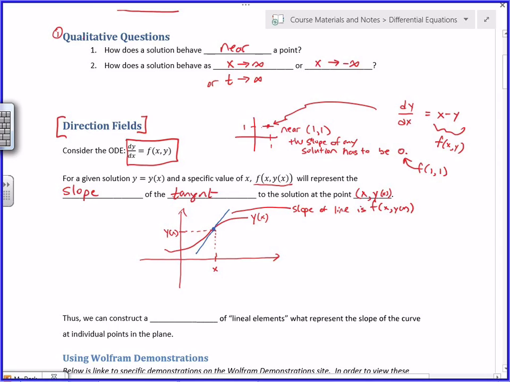Now what we're going to do again is decide on some grid of points on a given coordinate system, and we're going to plot those little lines at every single one of those points. These lines I'm going to refer to as the lineal element at that point. So we can construct a grid of lineal elements that will represent what the slope of the curve at individual points looks like on the plane.